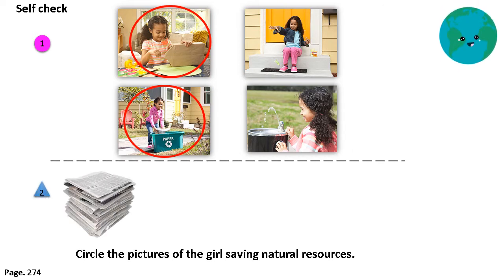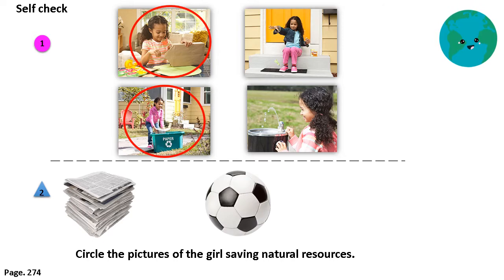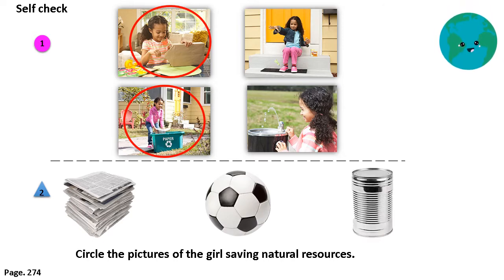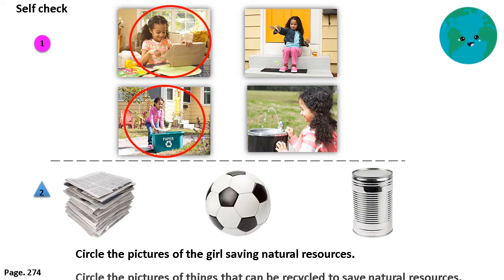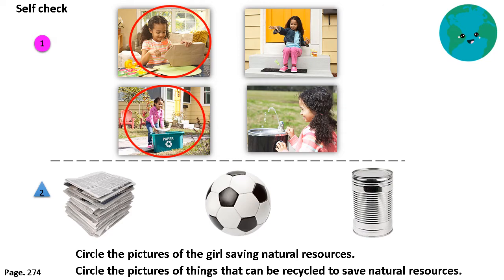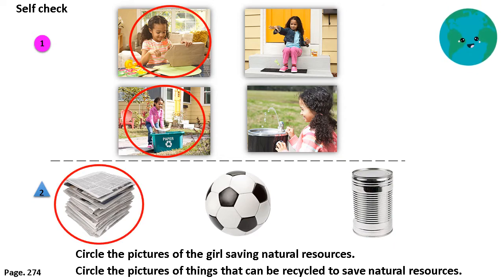Now let's move to part 2. And here we have 3 pictures of some newspapers, a soccer ball, and a can. Our question is, circle the pictures of things that can be recycled to save natural resources. Excellent job! Let's circle the newspaper and the can.